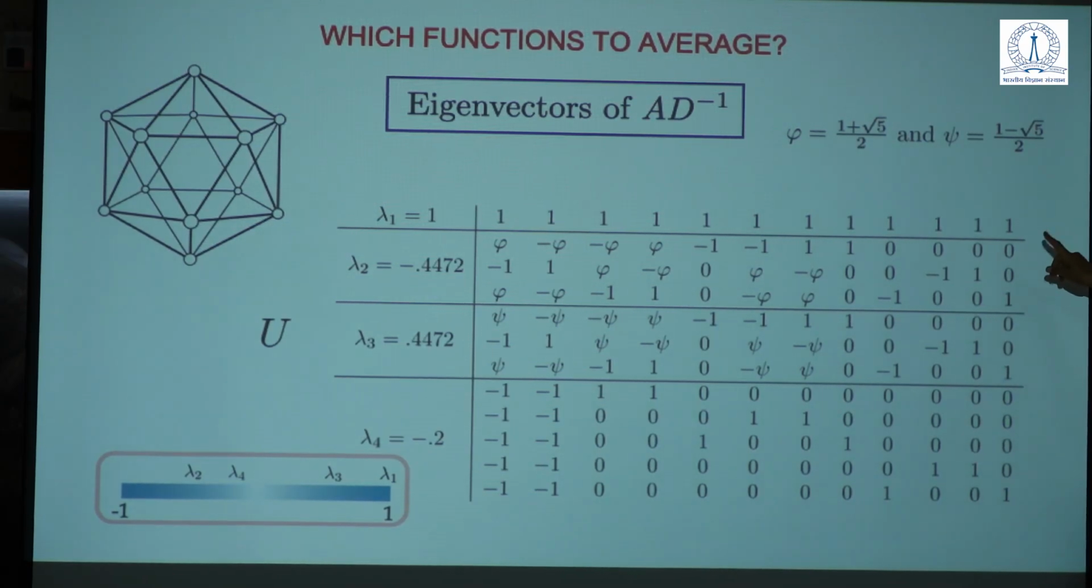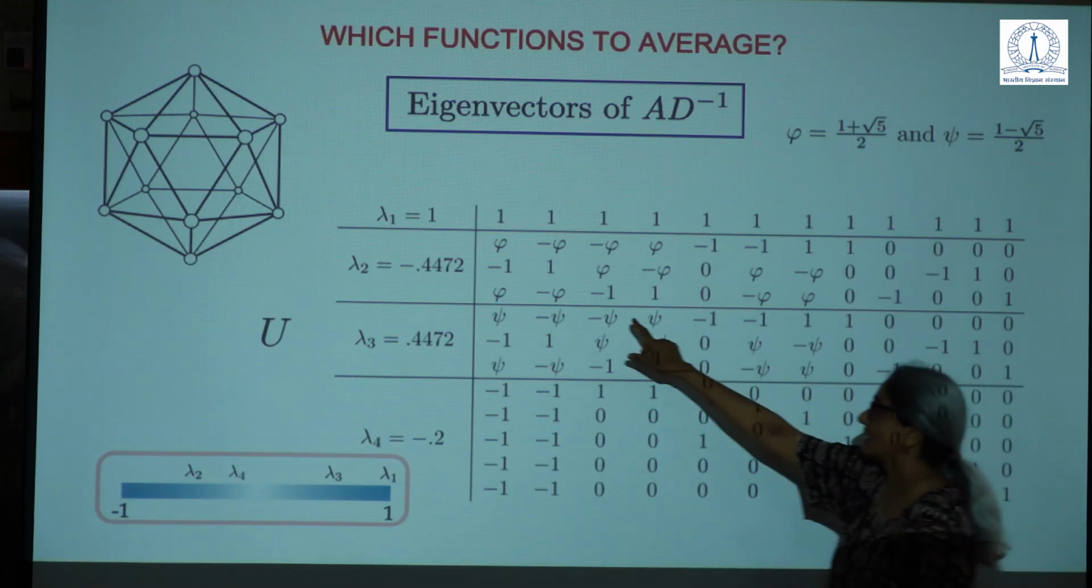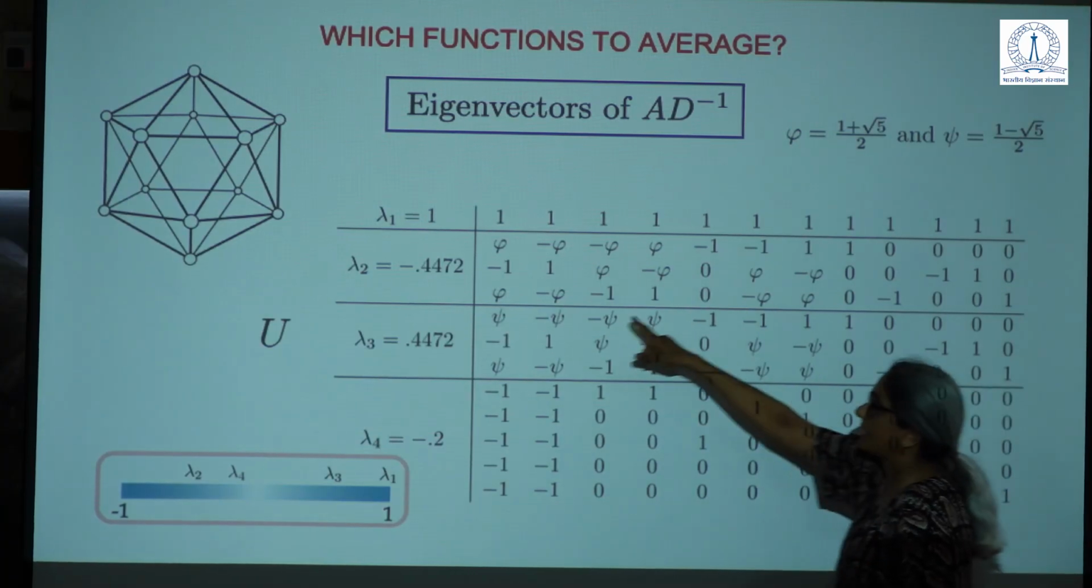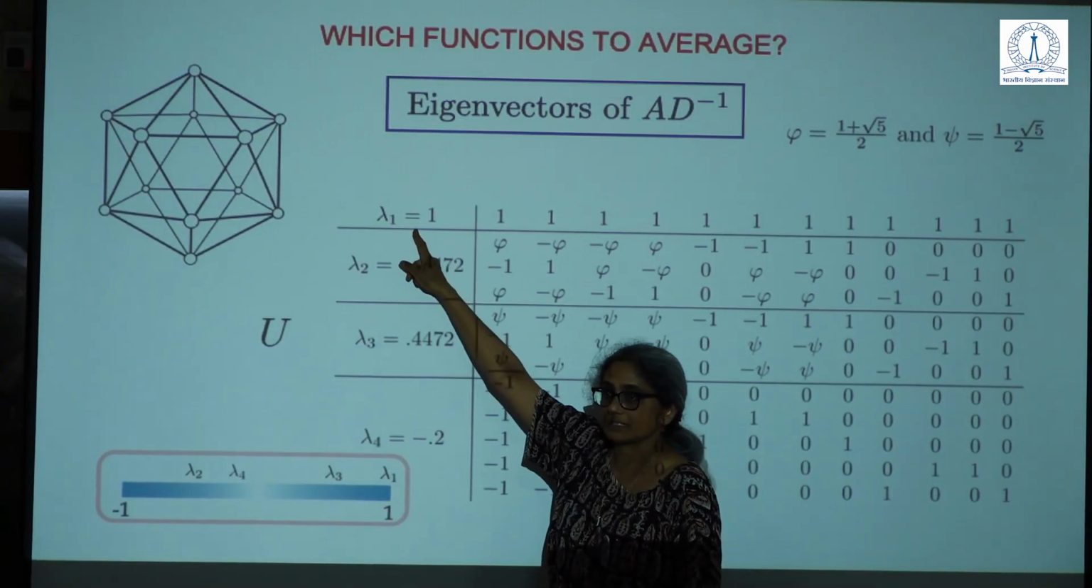So the phi and the psi in these slides are the golden ratio and the other thing, okay? It's 1 plus root 5 over 2, and 1 minus root 5 over 2. So sorry about the notation confusion. It's not the same phi. This is just a number, okay? So this is the first eigenvector. It goes with lambda 1 equal to 1, okay? That's the eigenvalue.